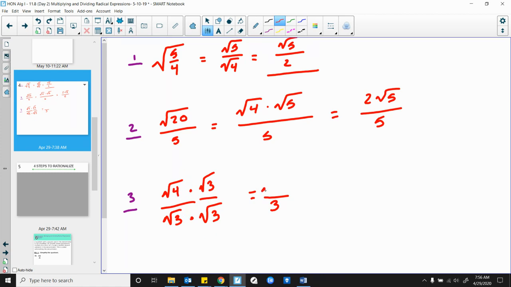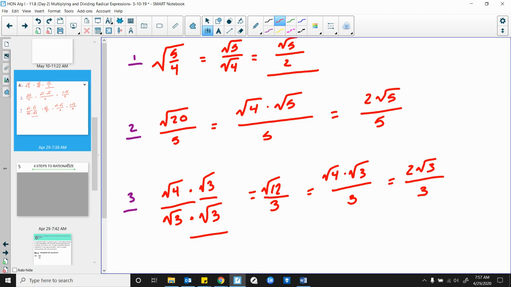Now when I multiply this, I'm going to get radical 12. And obviously I can divide a perfect square out of 12, so I'm going to get radical 4 times radical 3 over 3. And then I'm going to get 2 radical 3 over 3 as my answer. So there were 2 things that needed to be simplified in that example. But the main thing we want to focus on is this step called rationalizing.